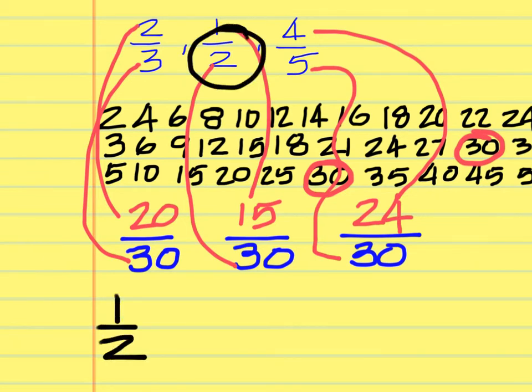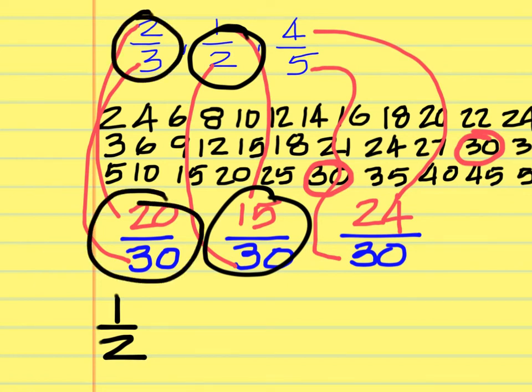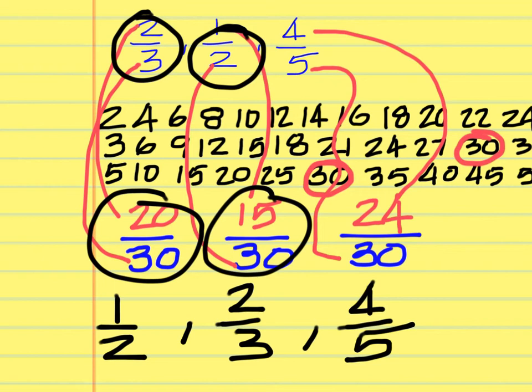We've used that one and that one. Now what's the next highest one after 15? 20. So that is the 2/3. So we write 2/3. And then of course the last one is 4/5. You want to write the original fractions in order from least to greatest.